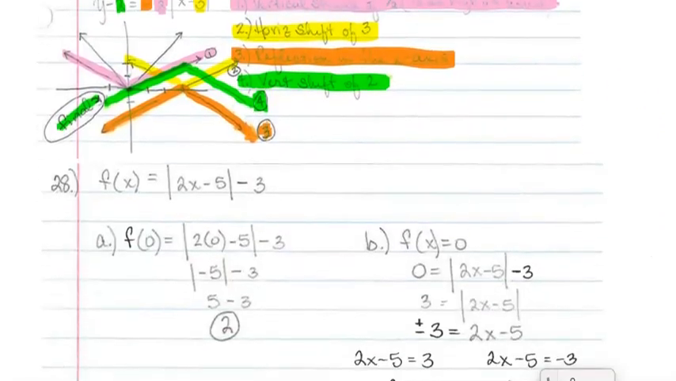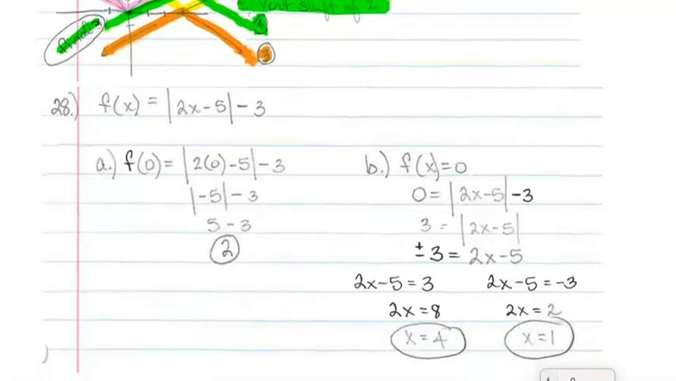All right, then for number 28, they asked us with an absolute value to find f of 0 and to find where f of x is equal to 0. All right, so f of 0 literally means put 0 in for that x right there. So I'm going to come over here and put 0 in for that x right there. So that would just be 2 times 0 minus 5, so -5 inside the absolute value. Absolute value of -5 is +5, and then we could do our 5 minus 3 to get our 2.